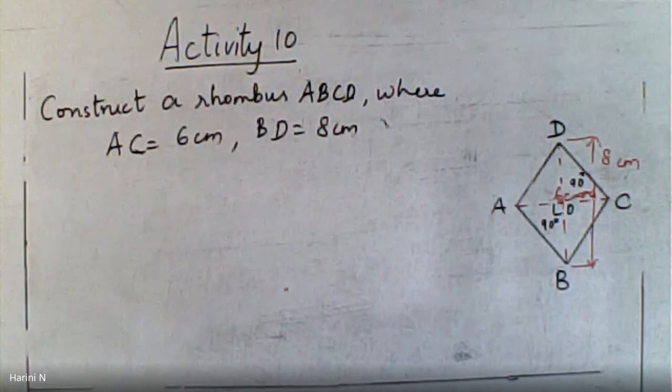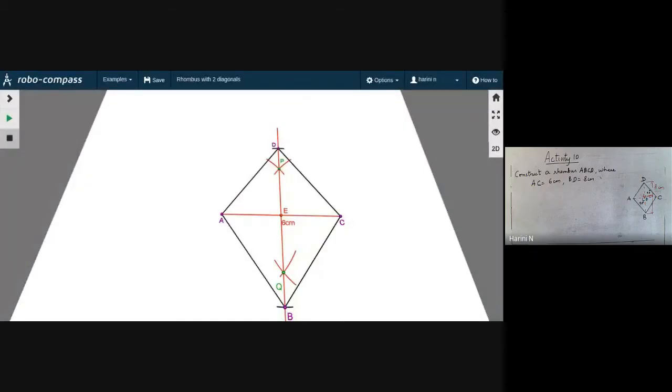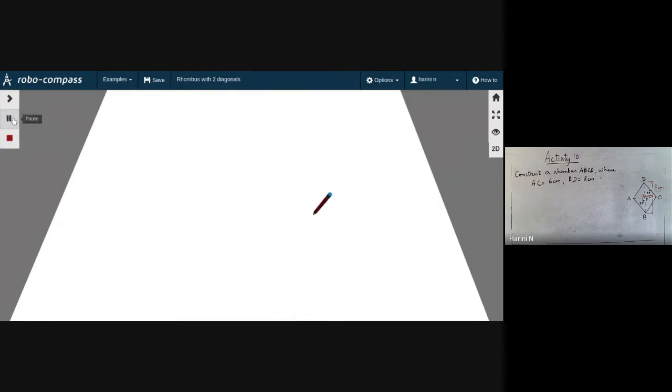So I'll go back to my screen share. Okay, as we saw, AC is the line we are drawing first, whose length is 6 centimeters. Please do it. AC equals 6 centimeters. Second step, what did I tell you? We have to bisect the line segment AC.